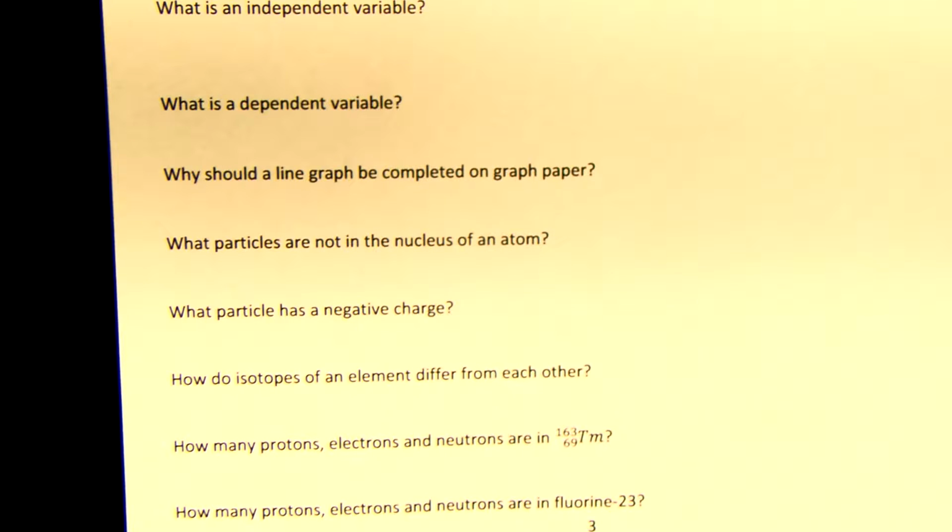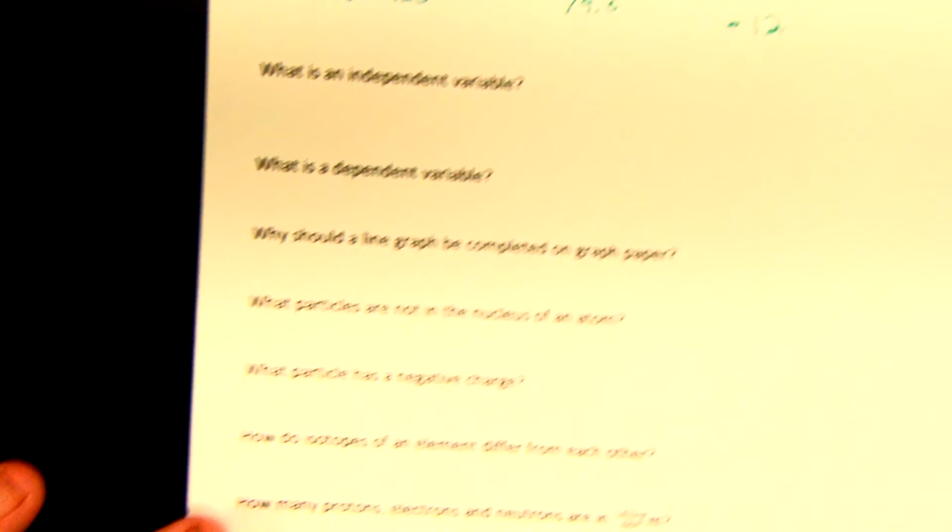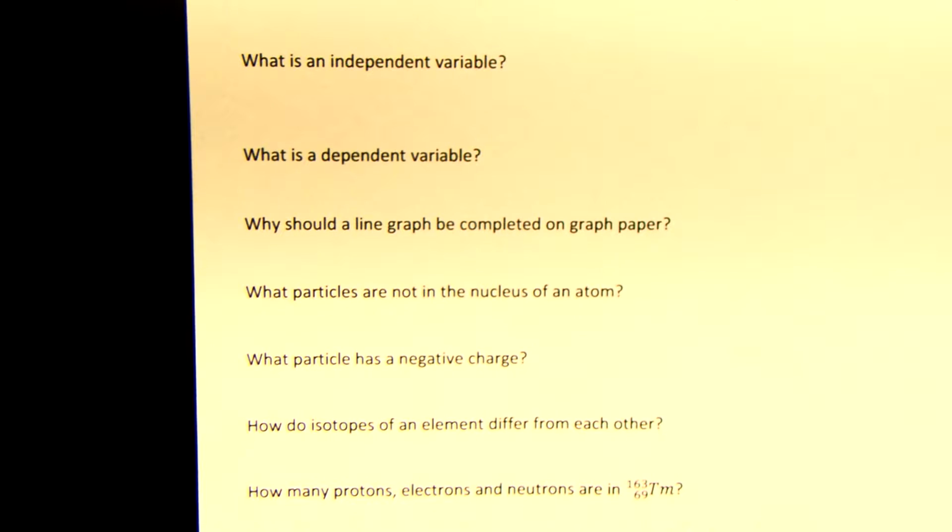All right, now we're talking about line graphs. We're talking about independent variables. We're talking about dependent variables. There's your independent variables question. Now, got a lot of different answers. Got a lot of them. And I want to clear them up and tell you what my expectations for these answers are.